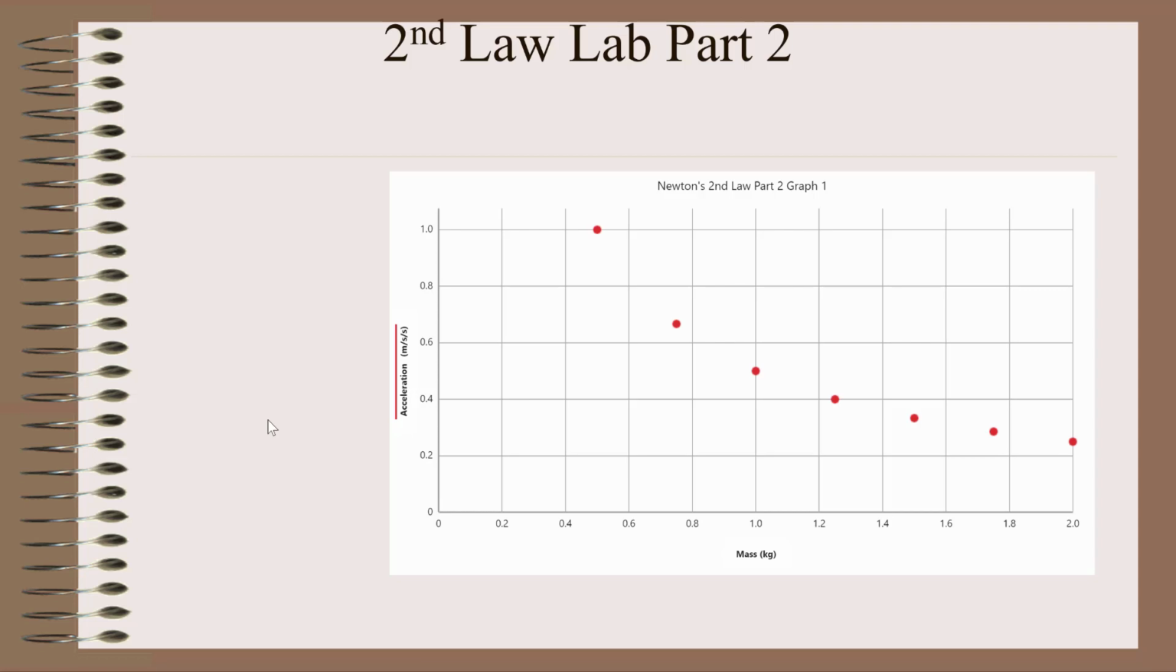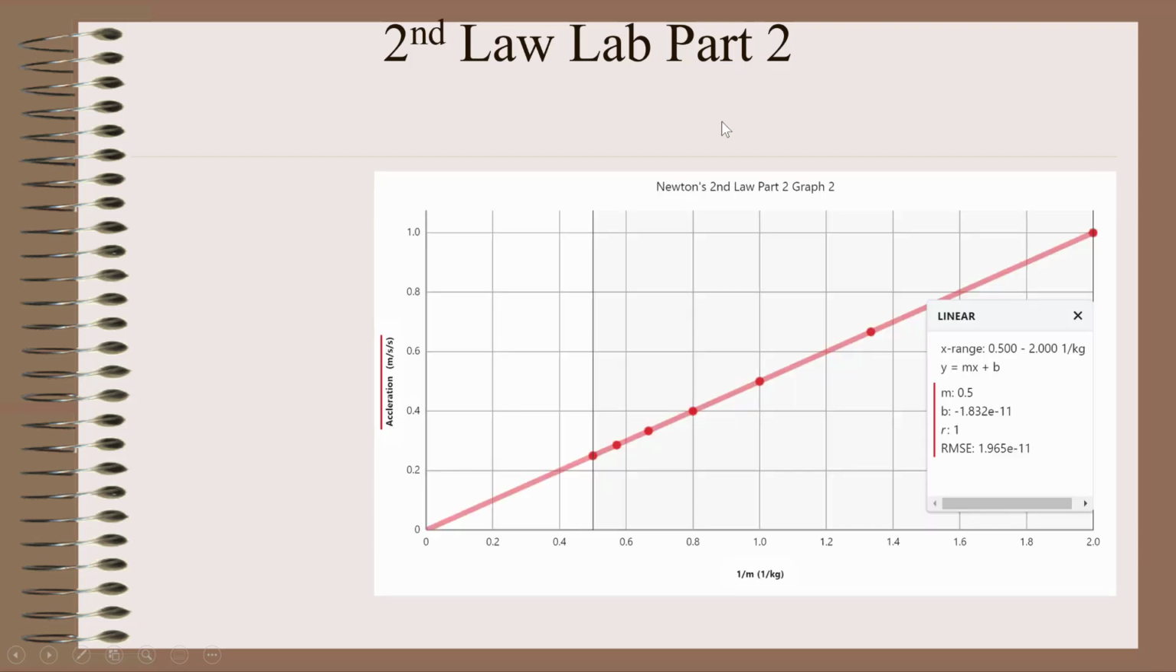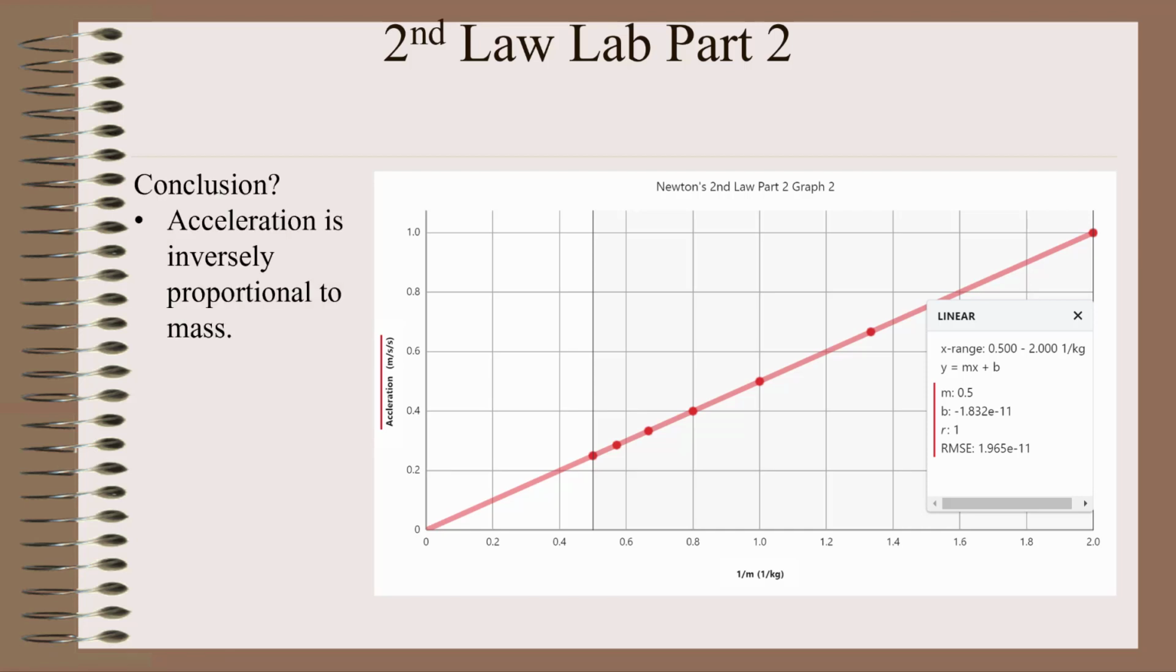So one way that I had you guys do that was to take the mass and take its inverse. Because if you take that inverse, graph it, and if they form a straight line, then you know that they are inversely proportional. And lo and behold, when you did, you sure got a nice proportional line like this, which means that the acceleration is inversely proportional to the mass.